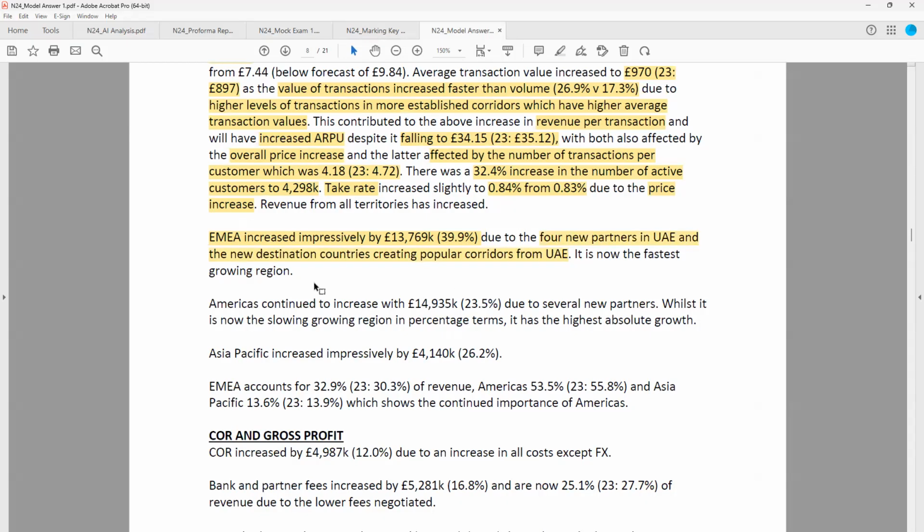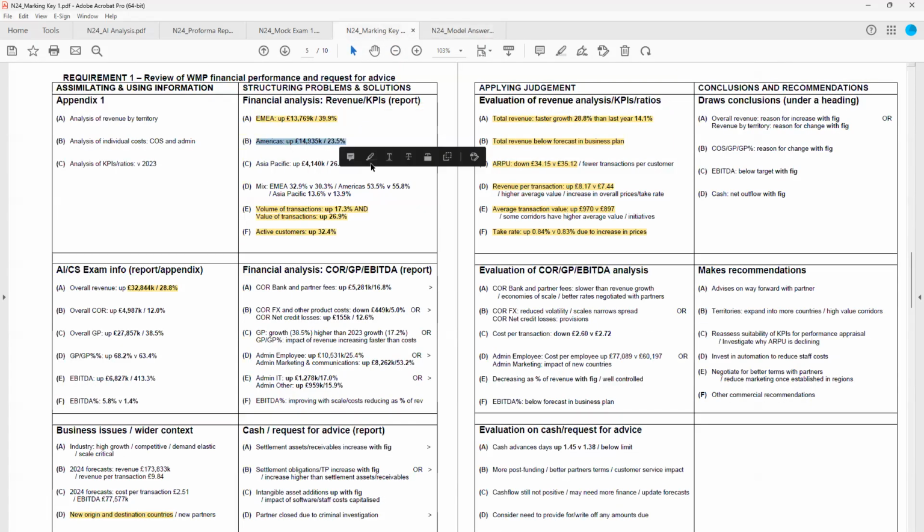So there we are. And then I try and always give some further insight. This is the fastest growing region. Whereas America, I've said, it's got the highest absolute growth. You can see that it might have the lowest growth in percentage terms, but it's got the highest absolute growth. So, they're kind of some further insight points. The easy bit is the number up or down by this, with the reason, that's nice and easy. You usually get a mark or two for that.